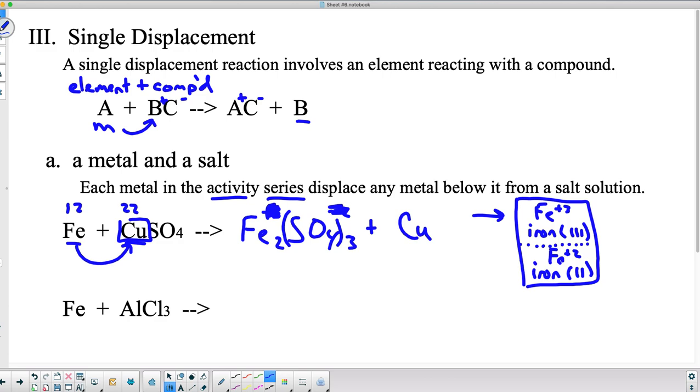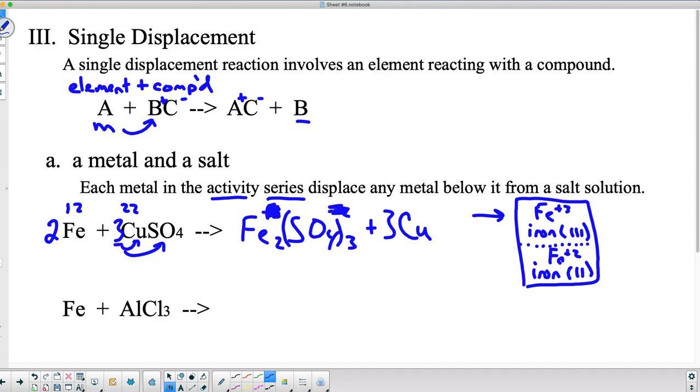Okay? Now once I have the products written down, I need to go back and balance. Notice I have 3 SO4s, which means I'm going to need 3 SO4s there. I have 2 Fe's on the right-hand side, which means I need 2 on the left-hand side. Notice the 3 in front of the CuSO4 means I have 3 Cus and 3 SO4s, so I need 3 Cus on the right-hand side, and that should be balanced.